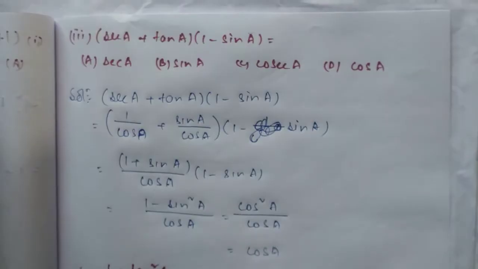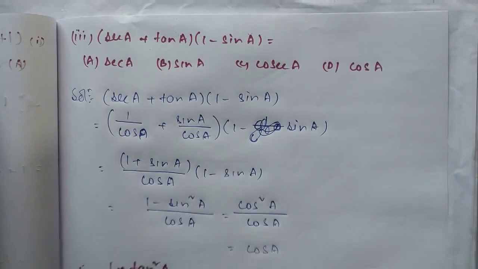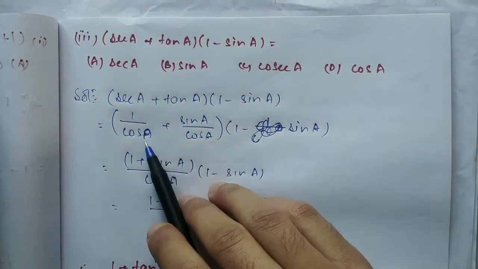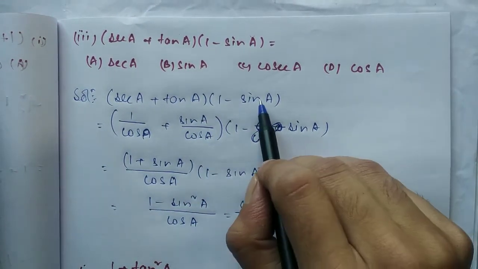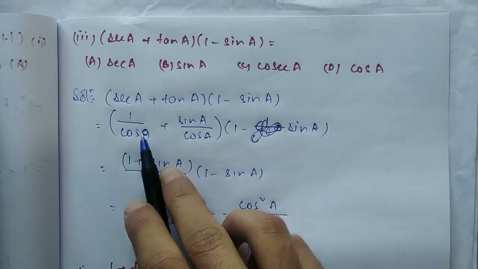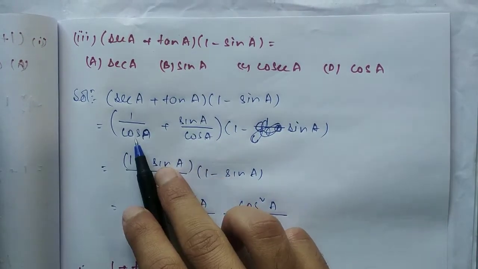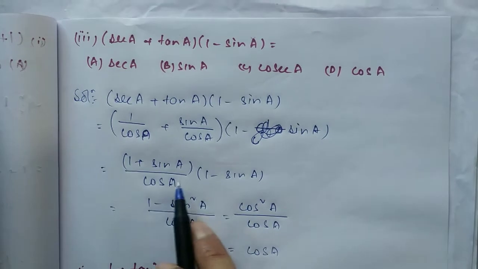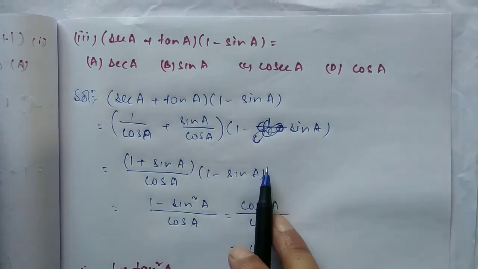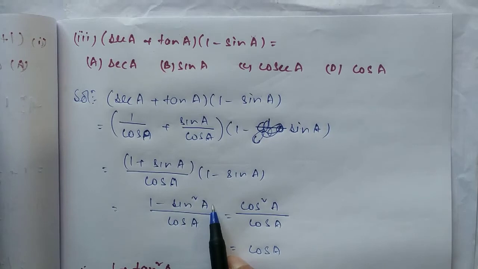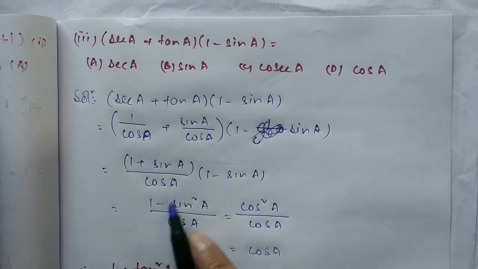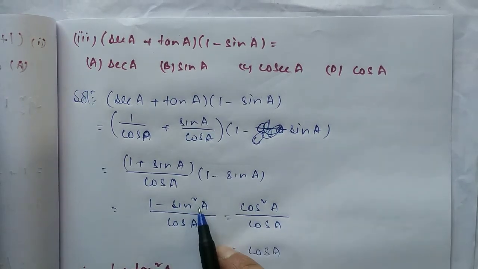Now the third part. Here it is given that sec of a plus tan a into 1 minus sin of a. So what we do is convert sec a is equal to 1 by cos a and tan a is sin a by cos a. We keep this sin a as it is, and then we take the LCM of these two terms to be cos of a, and we remain 1 plus sin of a in the numerator. Then we see that 1 plus sin a and 1 minus sin a comes out to be 1 minus sin square a, using the formula a plus b into a minus b. 1 square we get 1, and sin a whole square comes out to be sin square a.